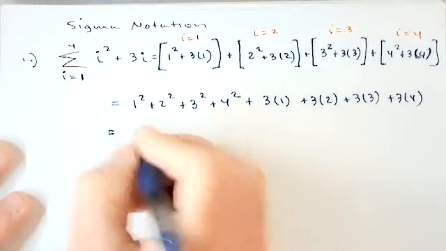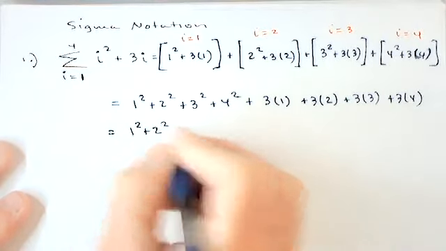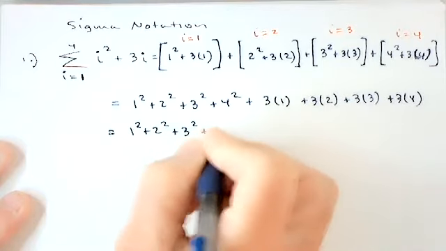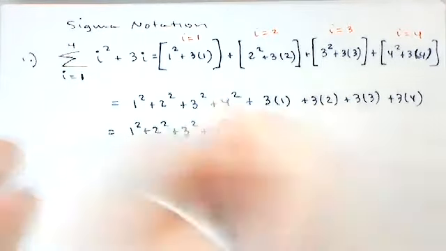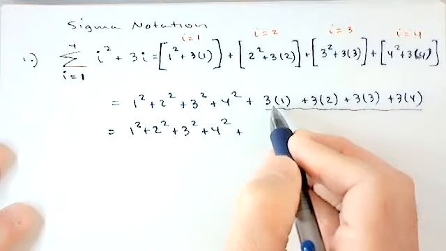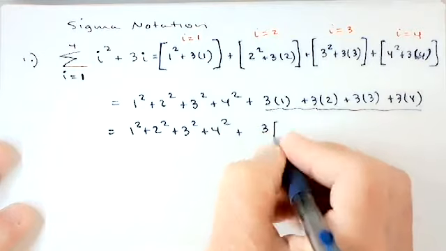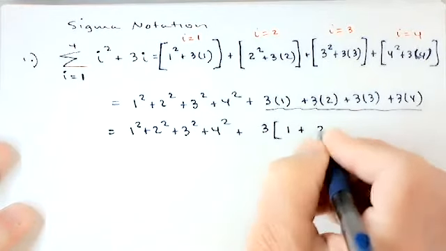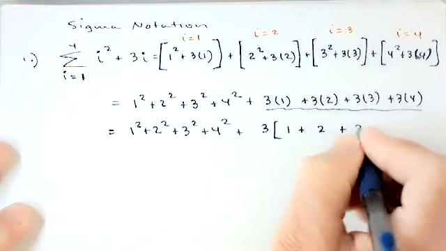And furthermore, I'm going to leave these the same. For these last 4 terms here, since they're all multiplied by 3, I could factor out the 3, and then it would just leave me with 1 plus 2 plus 3 plus 4.